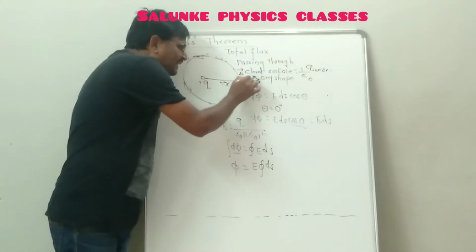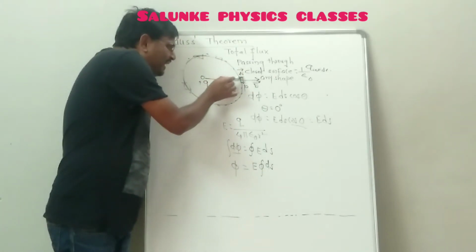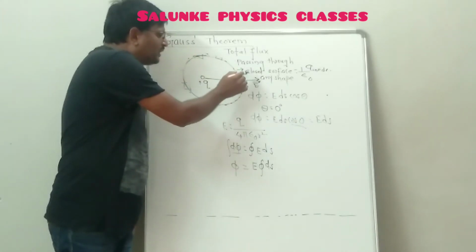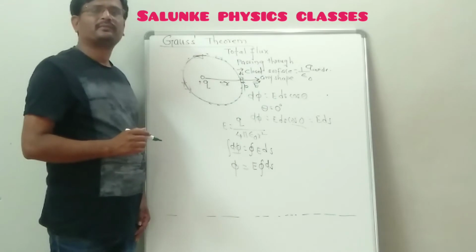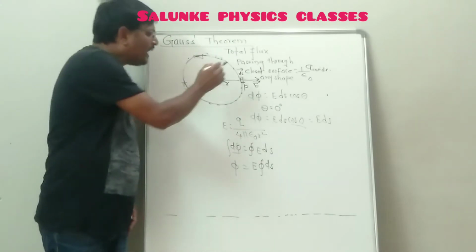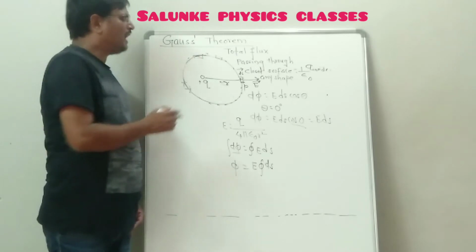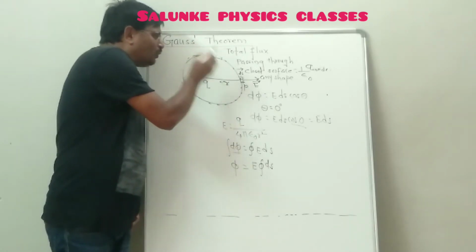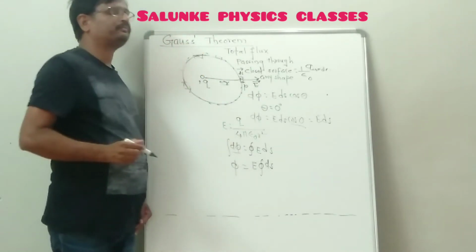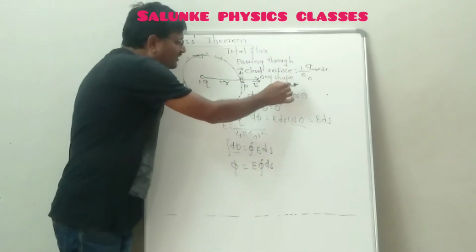E bar be the electric field intensity, ds bar be the area vector which is directed outward from the surface. E bar and ds bar are along the same directions. Now we are going to find out electric flux passing through this small area ds, which is given by d phi is equal to E ds cos theta.